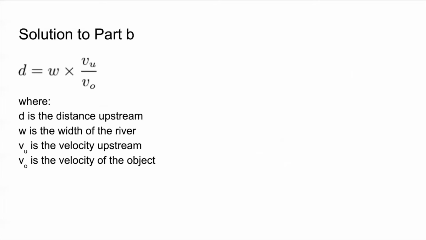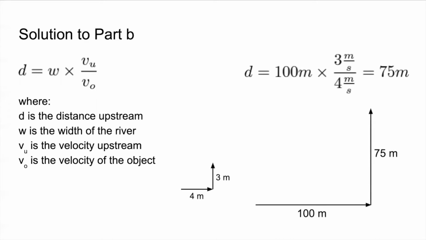For part B, we use this formula, d equals w times vu over vo, where d is the distance upstream, w is the width of the river, vu is the velocity upstream, and vo is the velocity of the object. So plugging in the values that we already know, we're going to get that d is equal to 75 meters. So if you had gone 4 meters right, then you would have gone 3 meters up. If you had gone 100 meters right, then you would have gone 75 meters up. And remember that 100 is the width of the river.